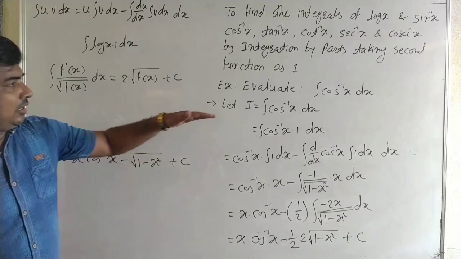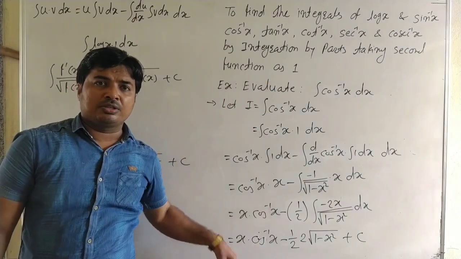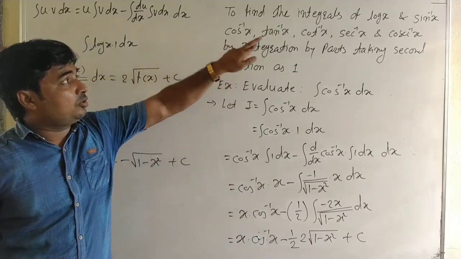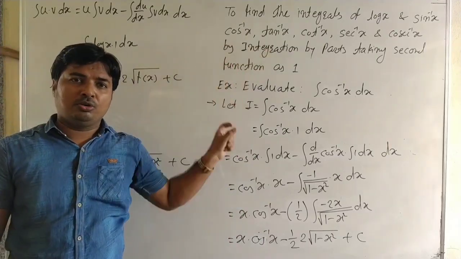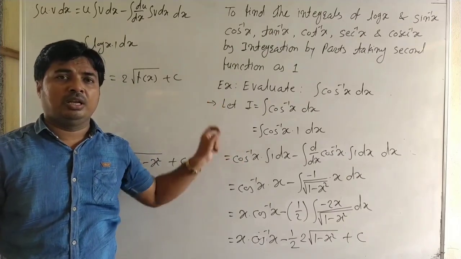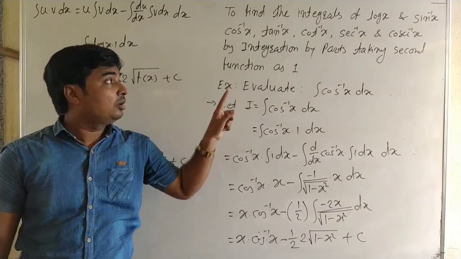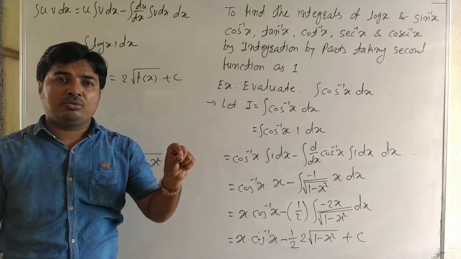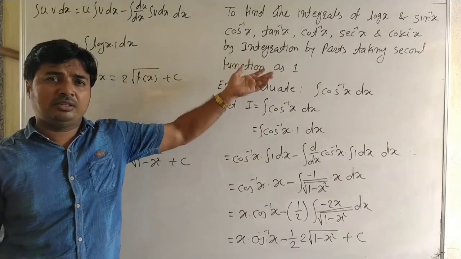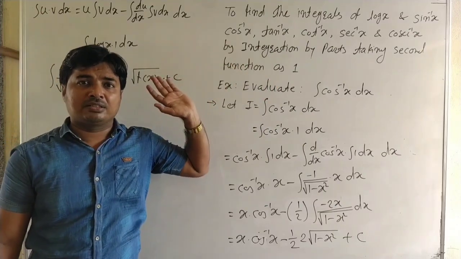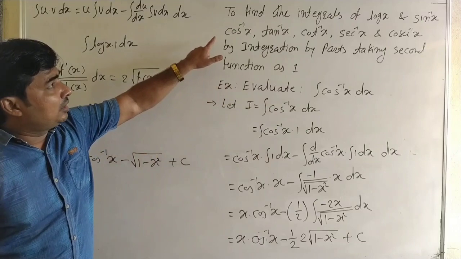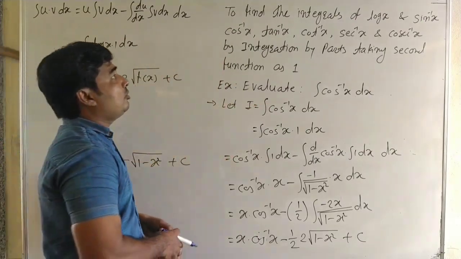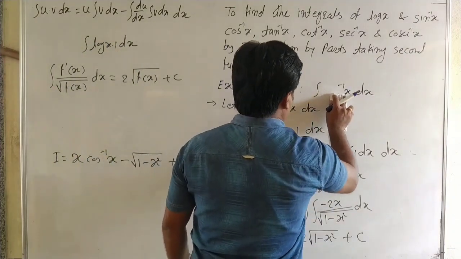You can find the integral of sine inverse, then cos inverse is also the same. Like that tan inverse and cot inverse, because the derivative of tan inverse is 1 upon 1 plus x square, and the derivative of cot inverse is minus 1 upon 1 plus x square. The derivative of sec inverse is 1 upon x into under root of x square minus 1, and for cosec inverse there is only a minus. Same procedure. Now we can find the integral of tan inverse and cot inverse.